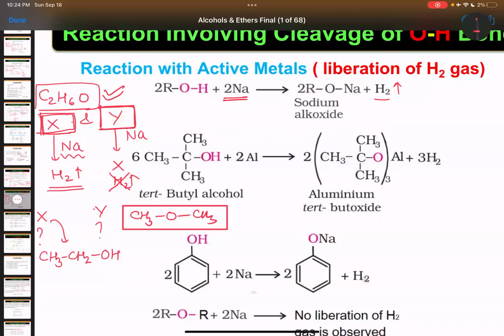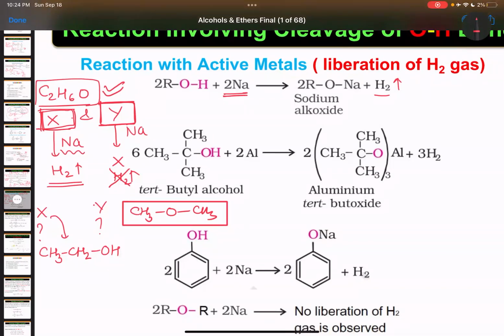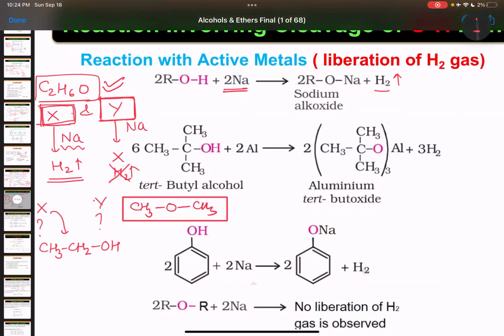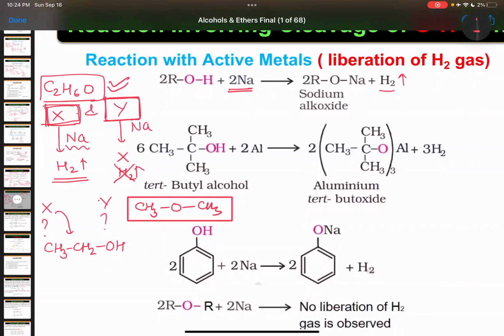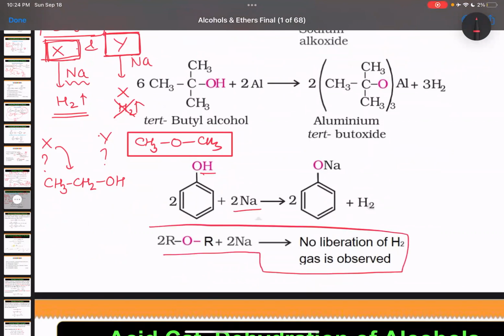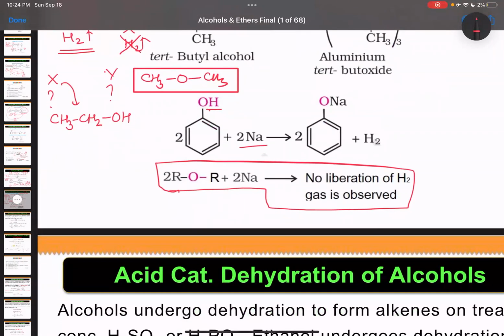But you can't distinguish alcohol and carboxylic acid because both have acidic hydrogen, right? Yes. Clear? So very, very important. Similarly, phenol also is going to liberate hydrogen, and this you need to know. If you have the same formula as that of alcohol, but it is not liberating hydrogen, it means it is an ether. Clear? Yes, sir.